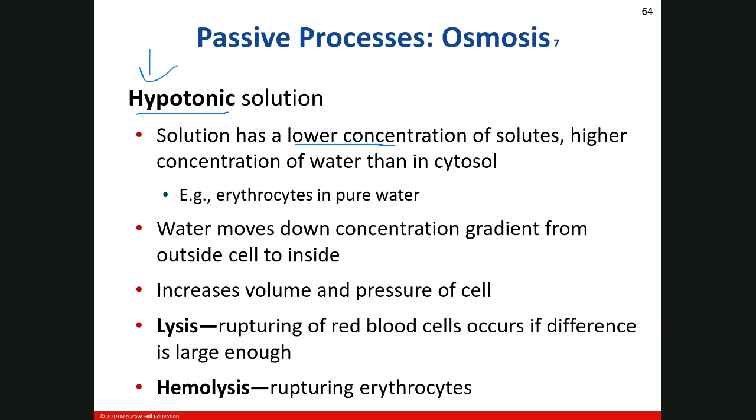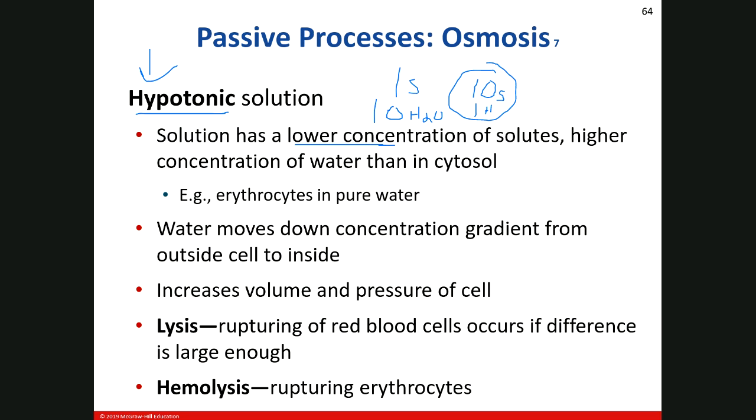So what's going to happen? I'll just draw a circle here. Outside the cell you have 1, and inside the cell you have 10. That's for the solutes, so put S. So that means we'll use the same numbers: you have 10 molecules of water outside the cell, and 1 molecule of water inside the cell, we're just going to put an H. So where is water going to go?